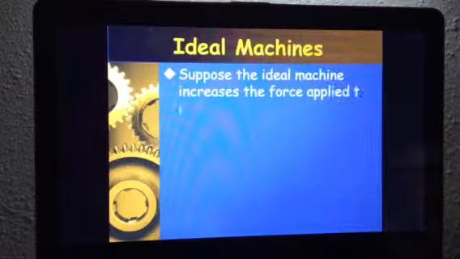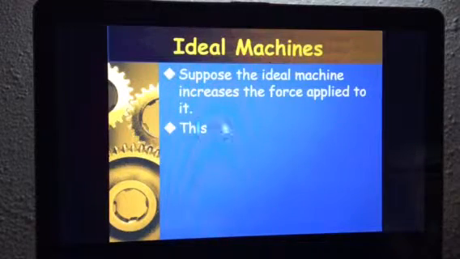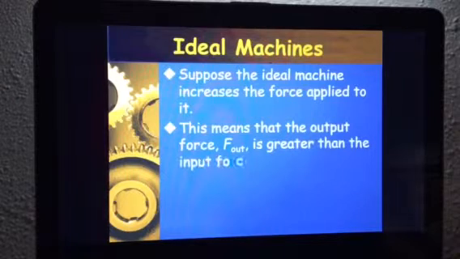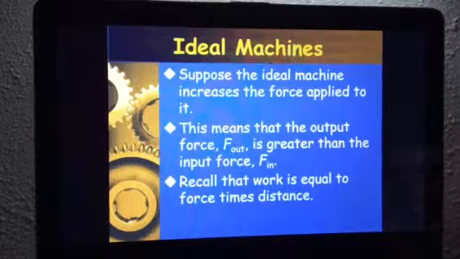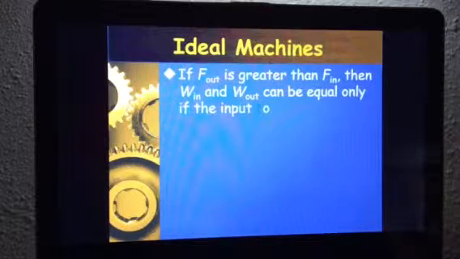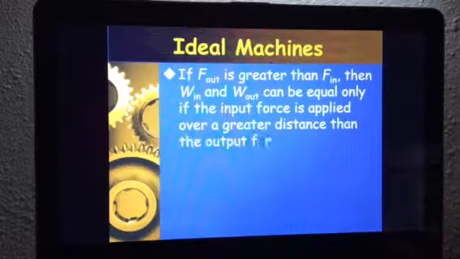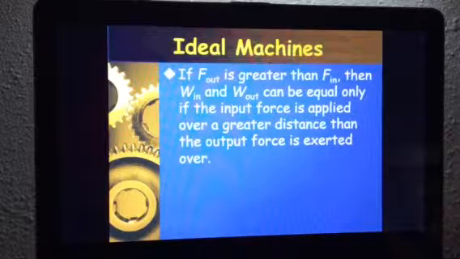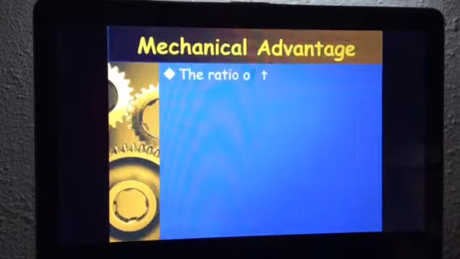So, suppose the ideal machine increases the force applied to it. This means that the output force, or F out, is greater than the input force, or F in. Recall that work is equal to force times distance. So if F out is greater than F in, then the work in and the work out would be equal only if the input force is applied over a greater distance than the output force is exerted over.